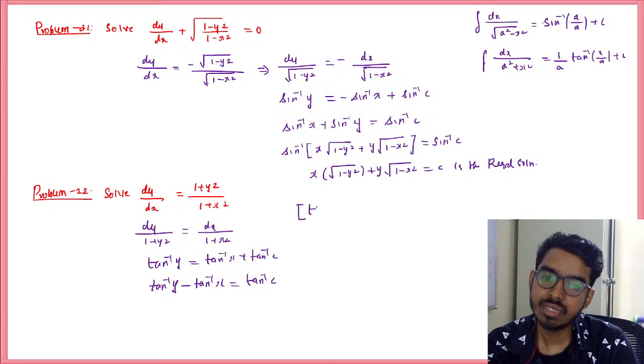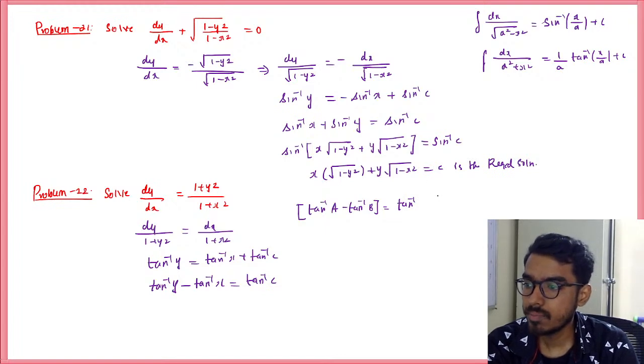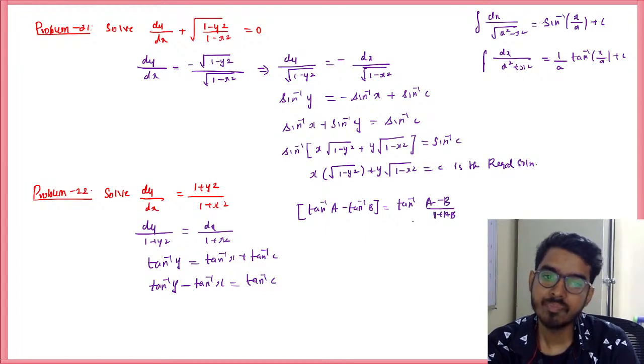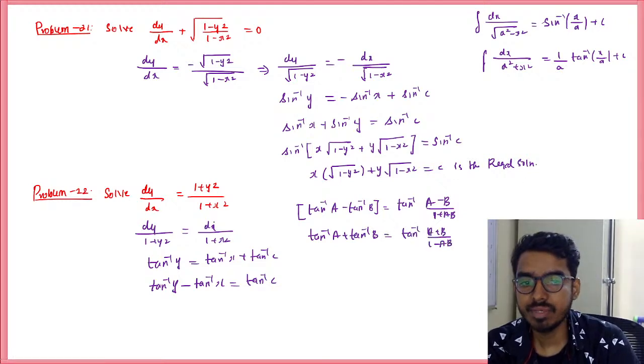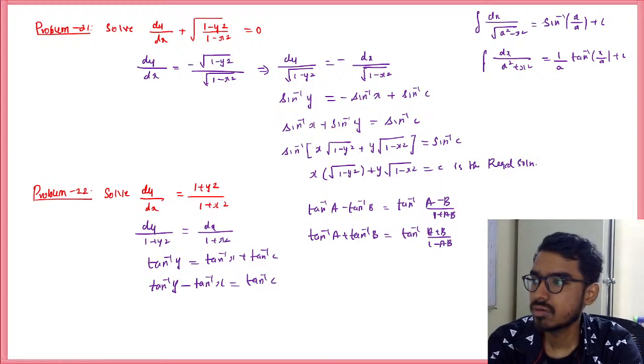And we know tan inverse of a minus tan inverse of b. So what is the formula for this? It is tan inverse of a minus b divided by 1 plus ab, right? And tan inverse of a plus tan inverse of b will be tan inverse of a plus b divided by 1 minus ab, right? These are the two formulas based on tan inverse, right? Okay.